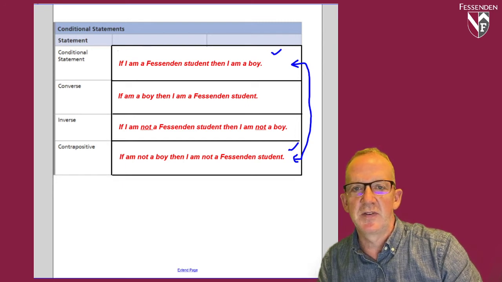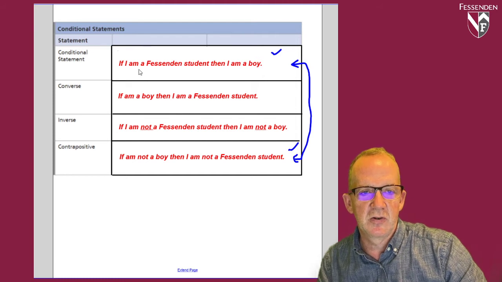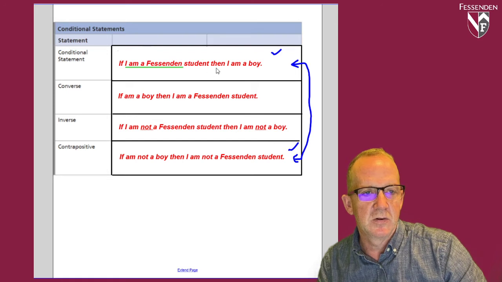I'm also going to tell you something else here. Let's talk about what's the hypothesis and what's the conclusion again. So the original part here is the hypothesis. Let's make that the green part. And then the blue part is the conclusion.